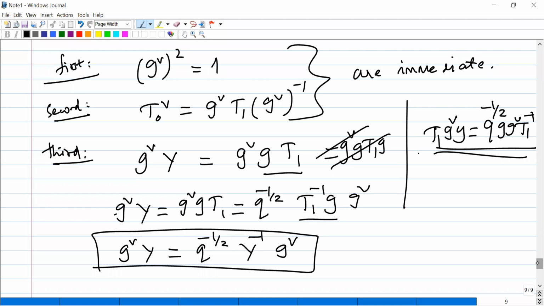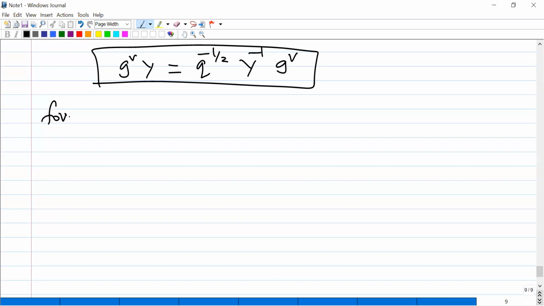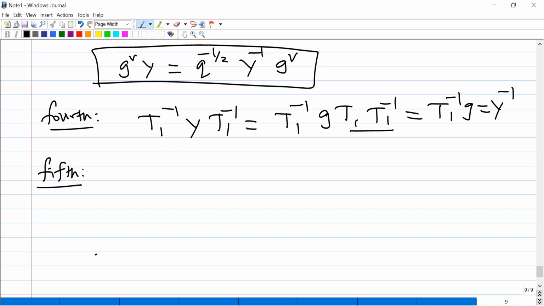Okay, so now I will verify the fourth relation in C. I want to compute T1 inverse Y T1 inverse. If you just compute using the definition of Y, this is T1 inverse G T1 T1 inverse, which is equal to, so I can cancel these two and then I get T1 inverse G, which is Y inverse. So that is what we wanted. It's not hard, it is just simple verification.